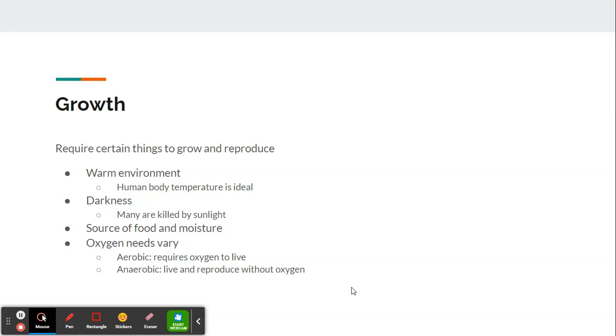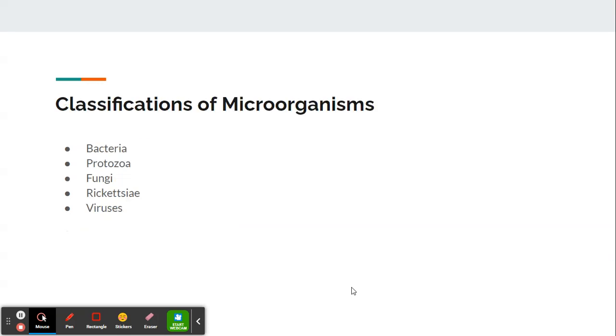And then their oxygen needs are going to vary. If they require oxygen to live, we'll see them referred to as aerobic. If they're able to live and reproduce without oxygen, we'll refer to them as anaerobic. An is our prefix that means without, so without oxygen. We're going to talk about these different classifications of microorganisms. We're going to look at bacteria, protozoa, fungi, rickettsia, and viruses.